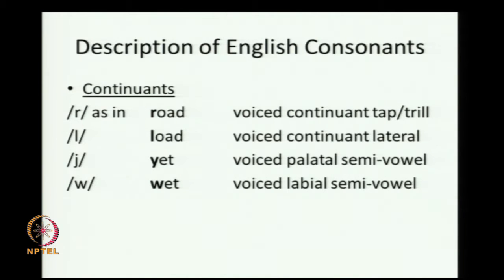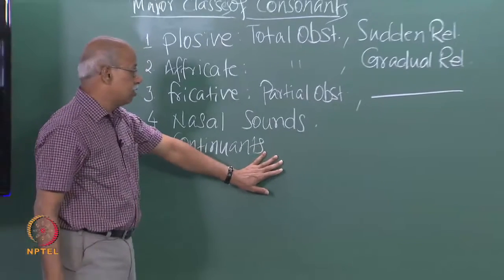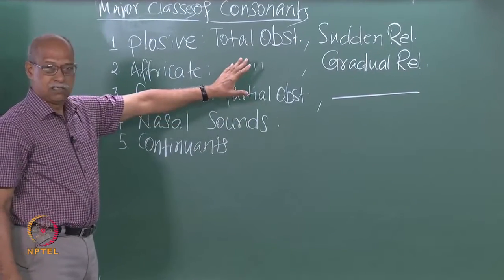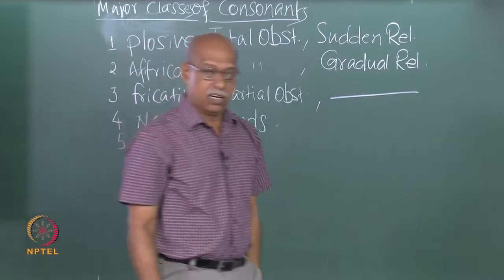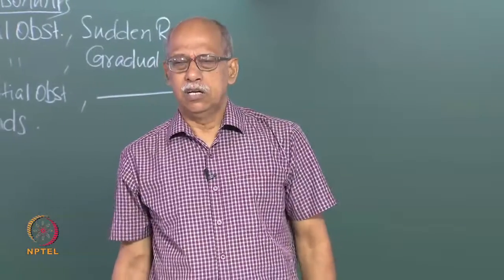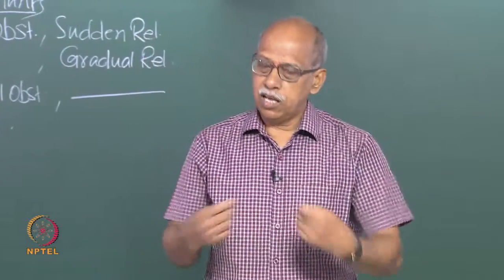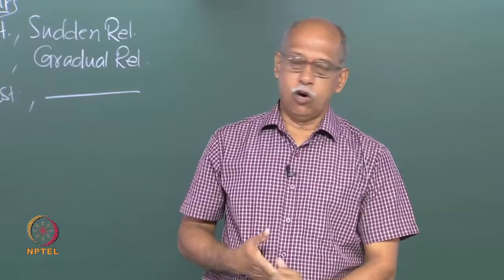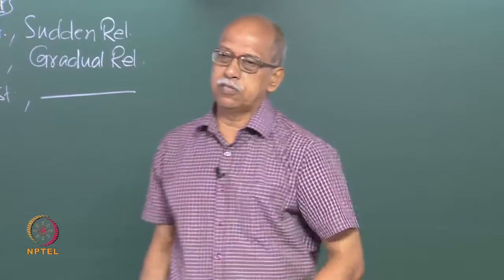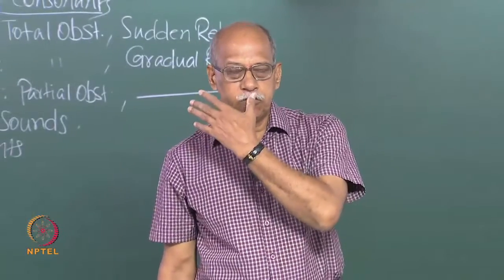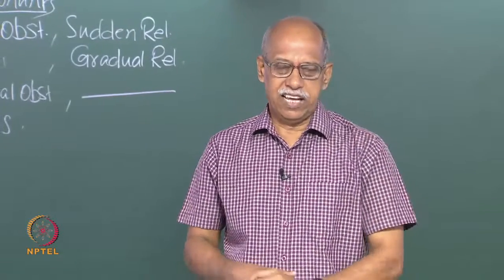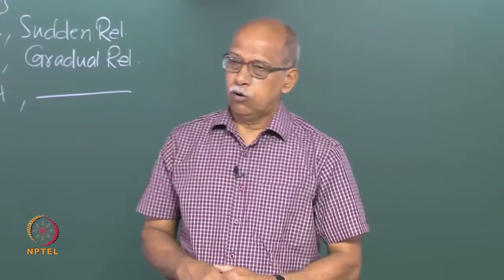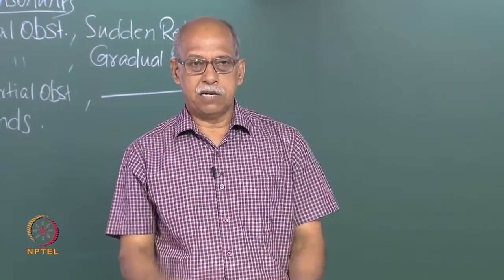So English has three nasal sounds, four continuants. How many sounds does it make? 24. Standard British English is supposed to have 24 consonants, but it's not the case that it is all alike. Next week when we begin talking about phonology, I am going to contradict all of this. I am going to tell you what we have studied so far is science fiction. Reality in nature is a little different. But at the moment, we are learning the terminology rather than a particular language.